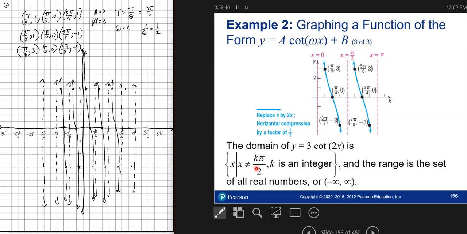And there's more than one way to write that. You can say the range is the set of all real numbers, or you can say the range is the interval from negative infinity to infinity, or it's the set of all y such that y is a real number. Yeah, that's it. Y is a real number.